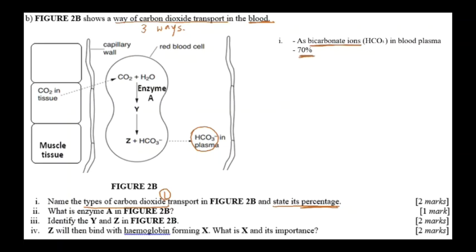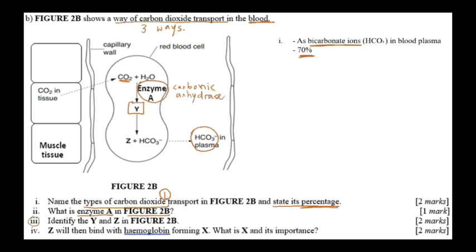2. What is enzyme A in figure 2b? In the diagram, enzyme A is involved in catalyzing the reaction between water and carbon dioxide to form Y. Enzyme A is simply carbonic anhydrase.